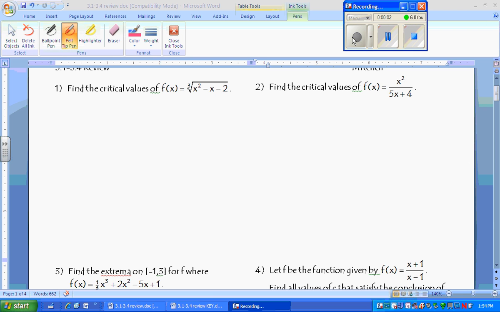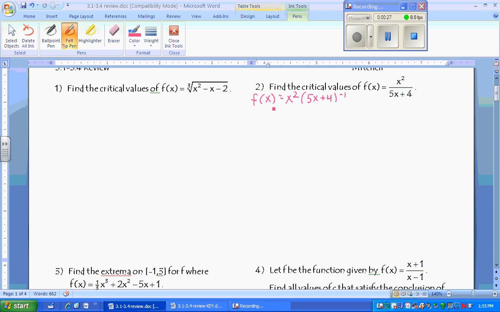To figure out the critical values, you first have to take the derivative. And to take the derivative, you first take 5x plus 4 and move it up to the top, because that way it's just easier. So you go f of x equals x squared times 5x plus 4, negative first.